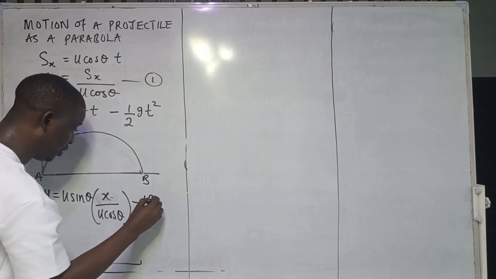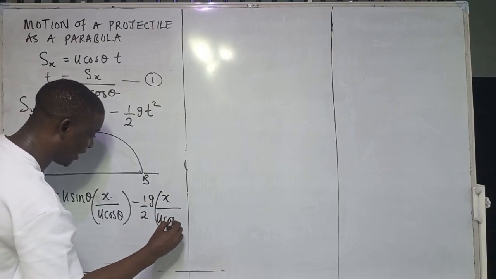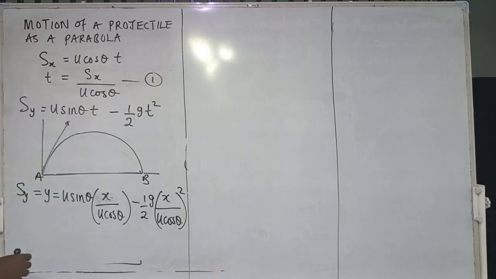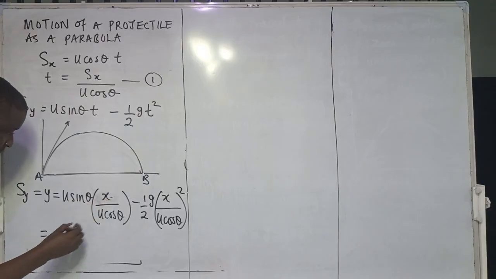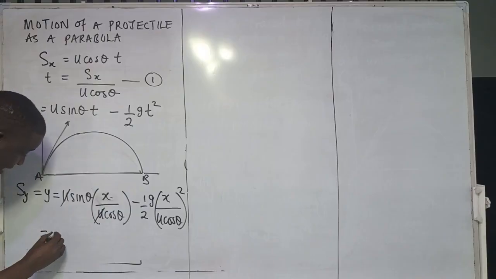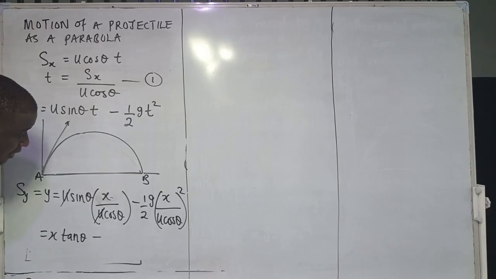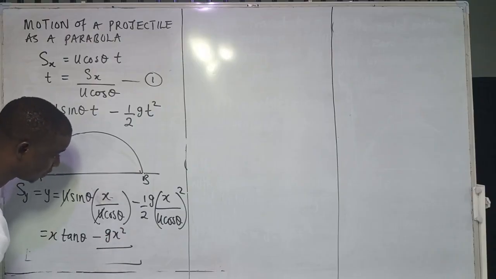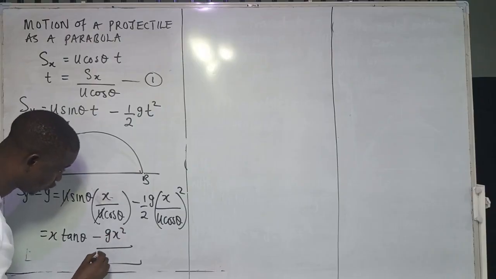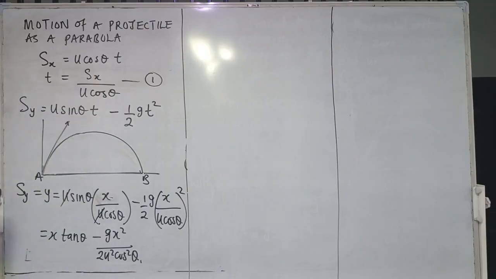Half, then G times S over U cos theta all squared. Now look at this. We have gotten to a point where it becomes interesting. S will come out, and we can cancel U. So we have S tan theta minus G S square over 2U square cos square theta, and that is equal to Y.